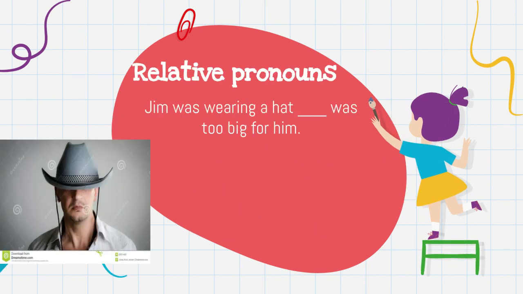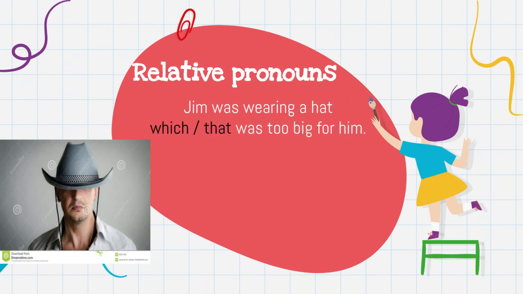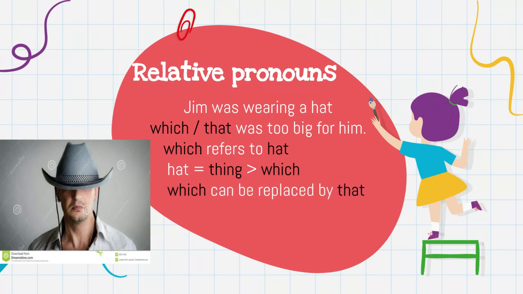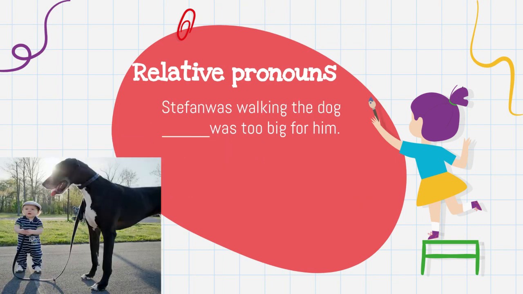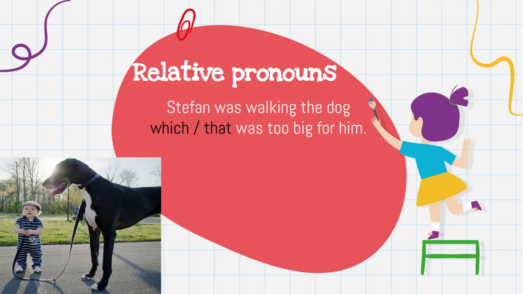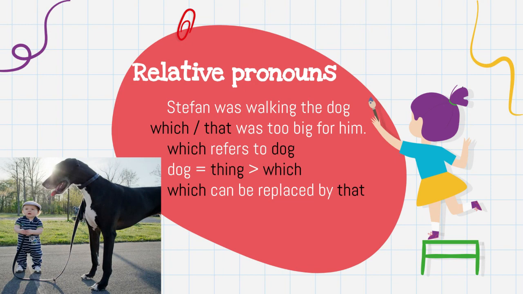Jim was wearing a hat which was too big for him. Again, this is a hat, so you have to use which or that, because which refers to hat. Hat is a thing, and then we use which, and which can be replaced by that. So we have persons, who, things, which, and also for dogs, because Stephen was walking the dog which or that was too big for him. Which refers to dog. Dog is a thing, so we use which. Which can be replaced by that. So far, easy peasy, we've done this before.